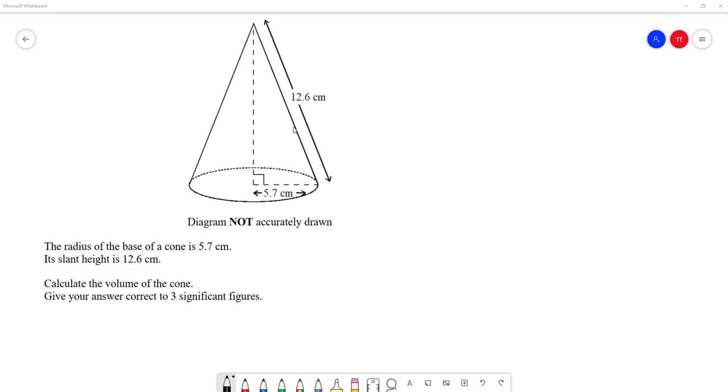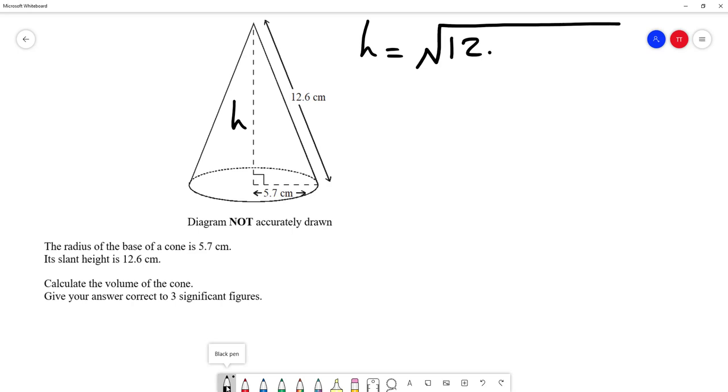In this video, we're going to look at the volume of a cone and the surface area of a cone. So in this question here, we've been given the slanted height. The problem is we don't know what the perpendicular height, h, is. So we're going to use Pythagoras' theorem here because we've got a right angled triangle. So it's 12.6 squared minus 5.7 squared.